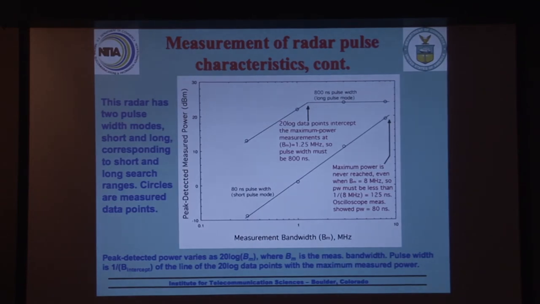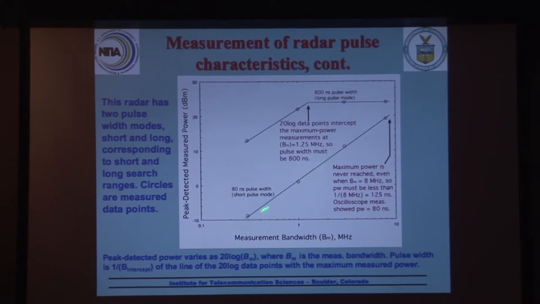And again, these are actual data points graphed from a maritime surface search radar where we measured it with a set of bandwidths running from 300 kilohertz right here to 1 megahertz to 3 megahertz to 8 megahertz. And when we measured its power with a peak detector in each of those bandwidths, what we saw were the following power levels graphed on this axis. If we measure the slope of this graph, the slope of this graph is 20 log of the bandwidth. And this is when the radar was running in a short pulse mode.